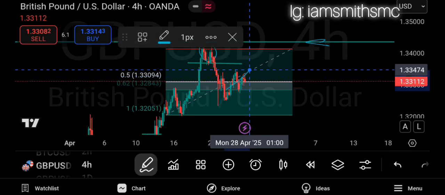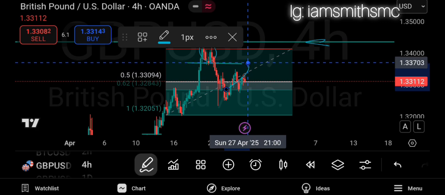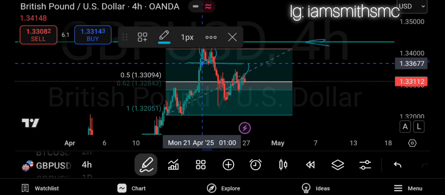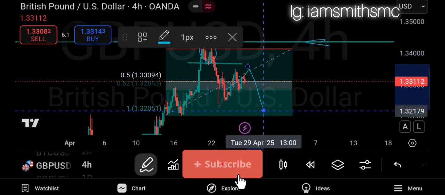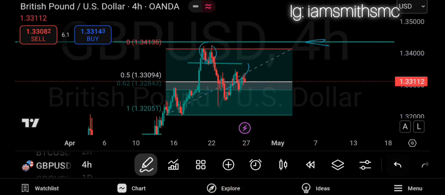Just straight up to this particular level, then retest this breaker block. There's a breaker block here. So there's a breaker block at this particular level, to retest that place, then start going downward. So that's what I'm expecting for GU this week.